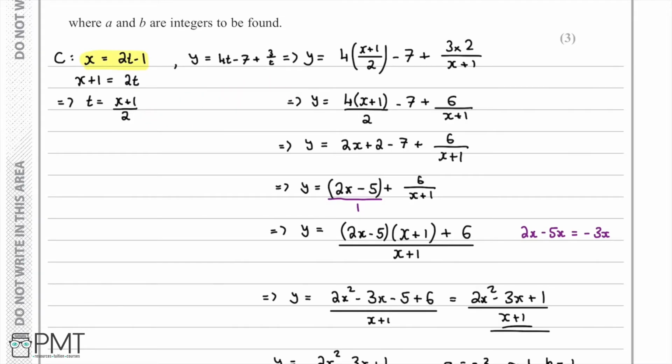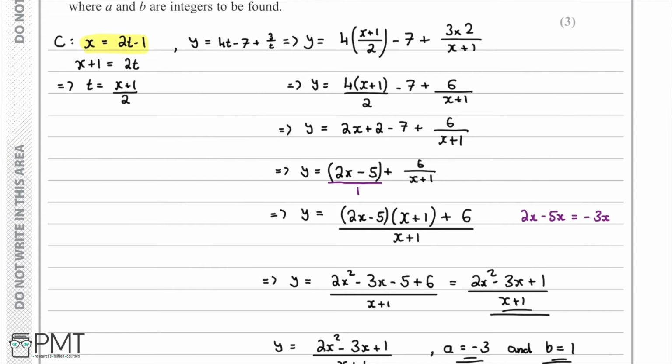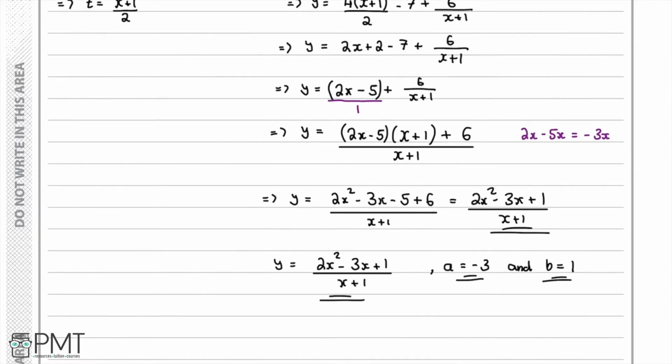We'll then receive our second mark for multiplying our fraction out to get it into one single fraction. So when we go from this point here through to this point here, that is where we'll pick up our second mark. And then our third and final mark is going to come from coming to the correct answer here, where we said that y is equal to 2x squared minus 3x plus 1, all divided by x plus 1.